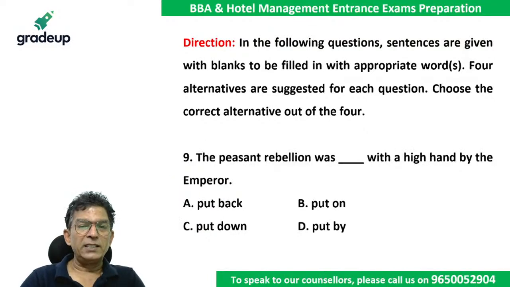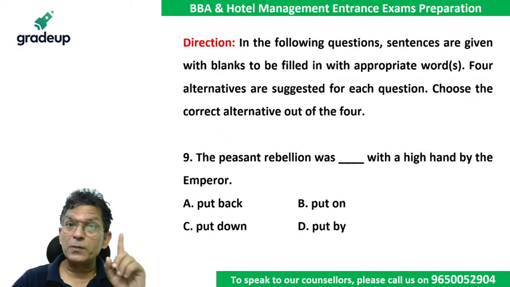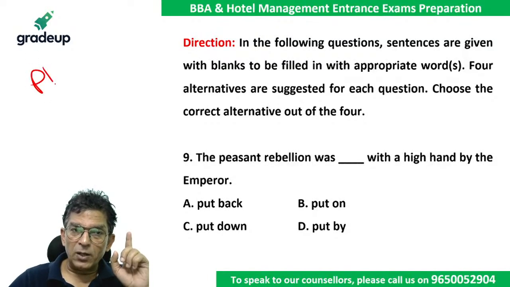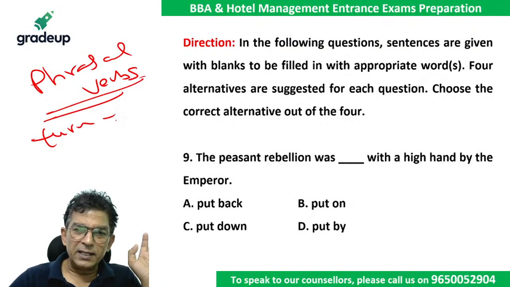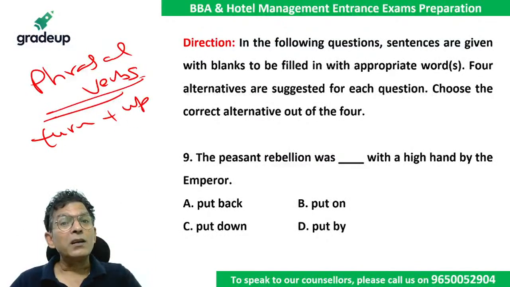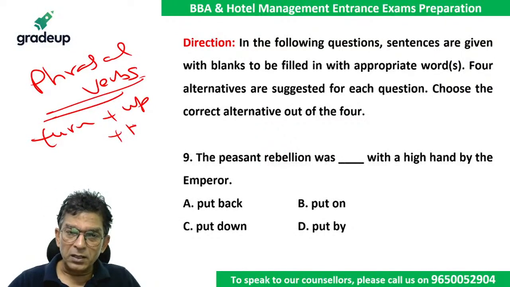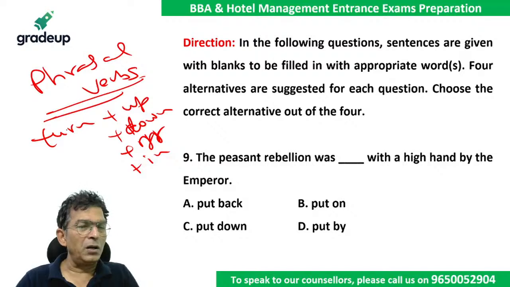Good. 9th question. The peasant rebellion was dashed with a high hand by the emperor. Again, phrasal verbs are also important, beta. What are phrasal verbs? When you take a verb and then write a preposition and the entire sequence, the phrase takes an idiomatic meaning. Turn up, turn down, turn off, turn in. All these are phrasal verbs. They have an idiomatic meaning.